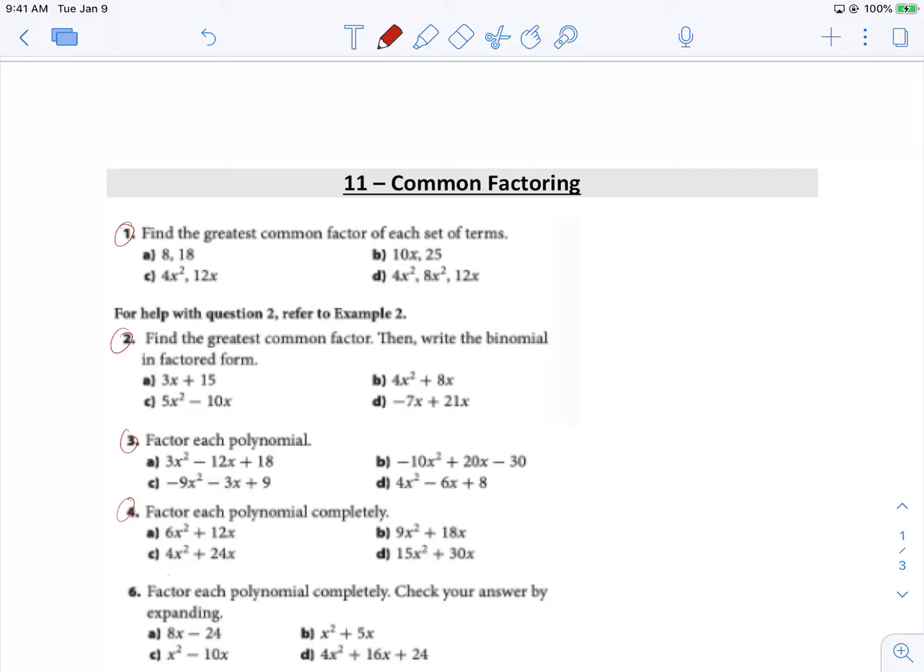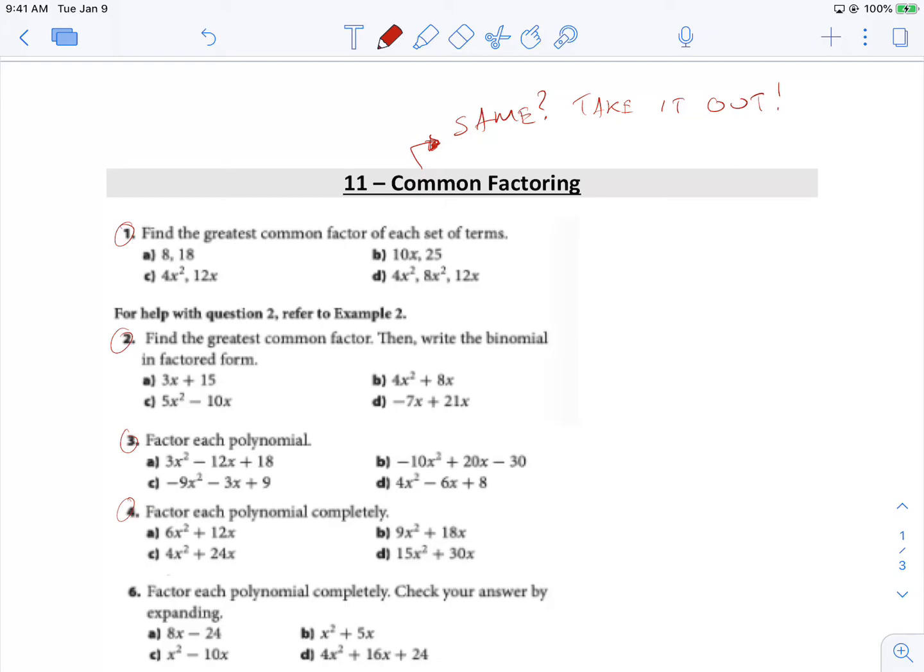Okay, we're taking a look at the solutions from number 11, where we're talking about common factoring. Common factoring is very important, and it's remembering what is the same between everything. If there's something, take it out. That is the goal here. Same, take it out. So what is the same between 8 and 18?